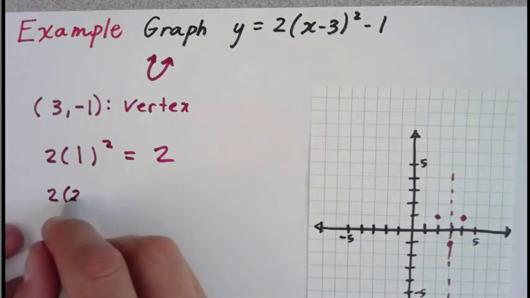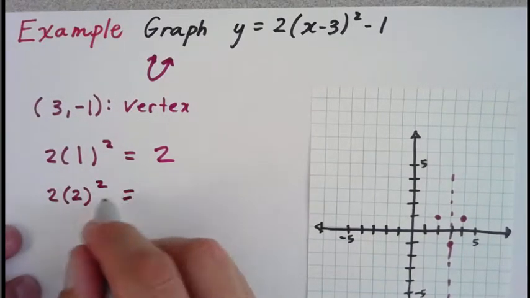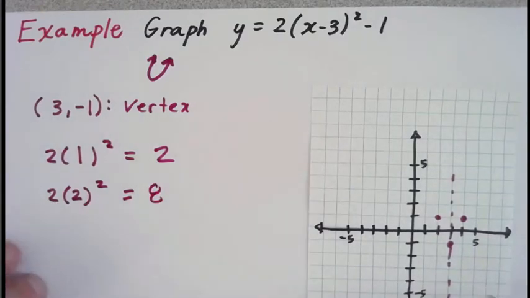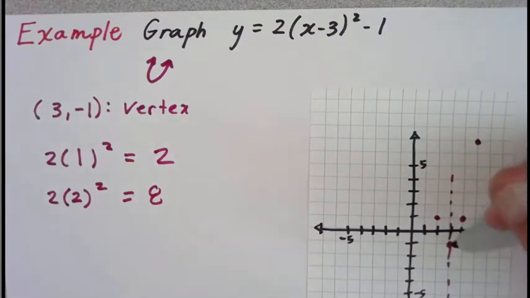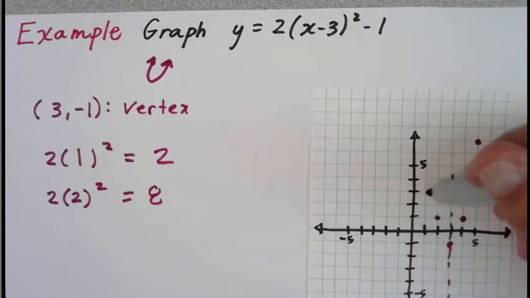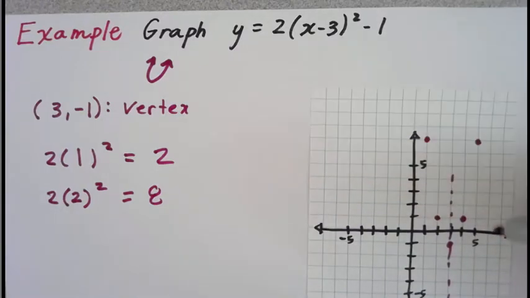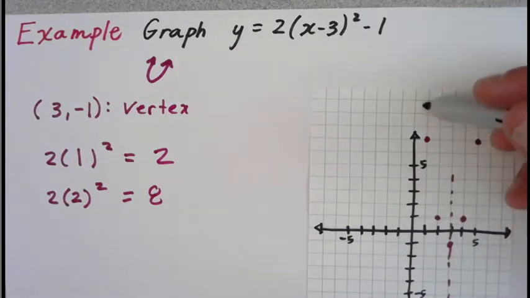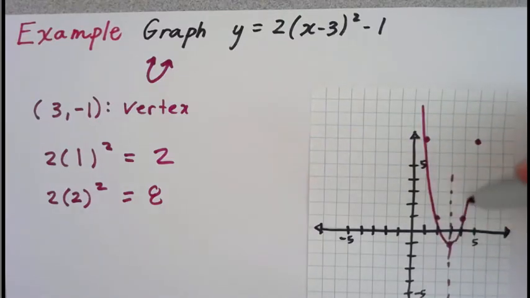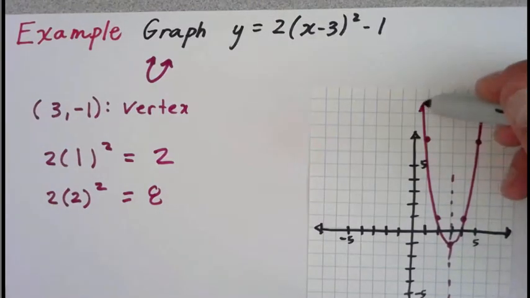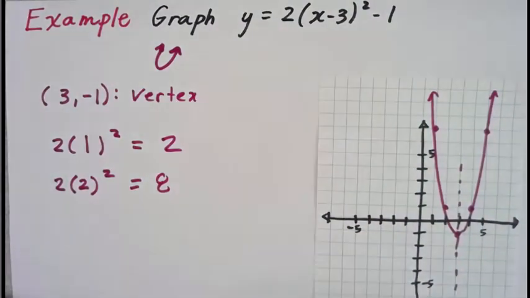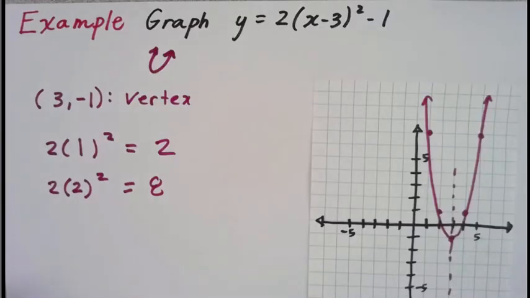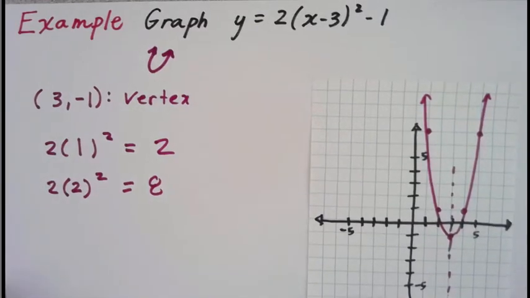What happens if I went 2 spots from the vertex to the right? I would get 8, right? 4 times 2 is 8. So I'd go 1, 2 to the right, 1, 2, 3, 4, 5, 6, 7, 8 up. I can go 2 left, 1, 2, and up 1, 2, 3, 4, 5, 6, 7, 8, and I've got my general parabola here. I can go ahead and sketch this. It keeps on going. And so there is my parabola that represents y equals 2 times the quantity x minus 3 squared minus 1. That's just a shortcut method we used to do that.